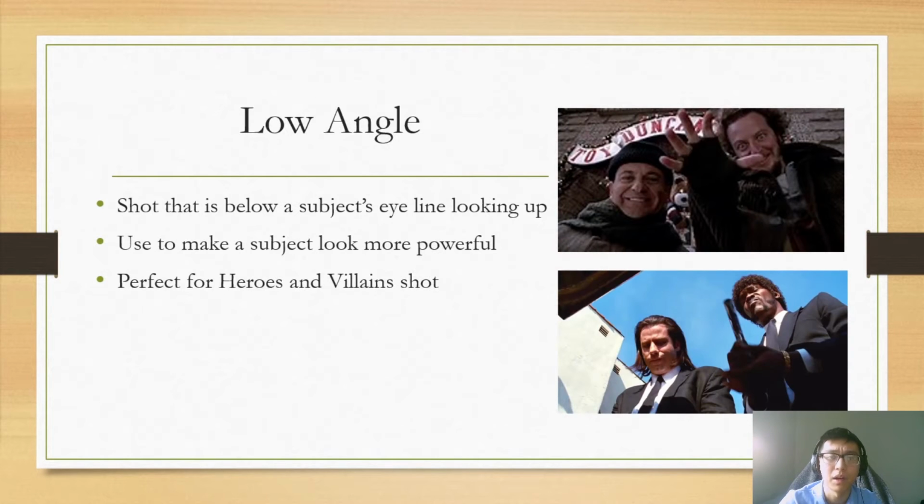So I'll start with the low angle shot. A low angle shot is recorded by placing the camera below a subject's eye, looking up. It is used as a technique to make a subject look or appear more powerful than they are. It is perfect for hero and villain shots.